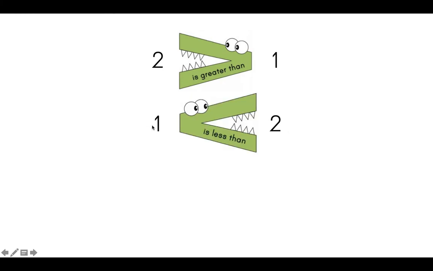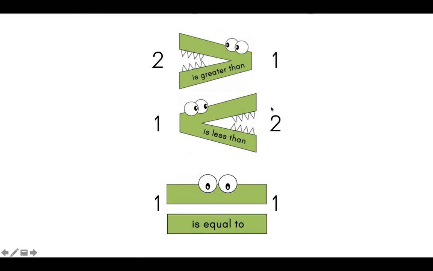So in this case, we're saying 2 is greater than 1. And this one here, because we're showing it in terms of these two in relation to each other, we're going to say 1 is less than 2. So the crocodile's eating the biggest number. And then the final one, 1 and 1, is equal. The crocodile can't eat anything, or it eats both. So this is the way that I remember it, and it's nice and easy that way.